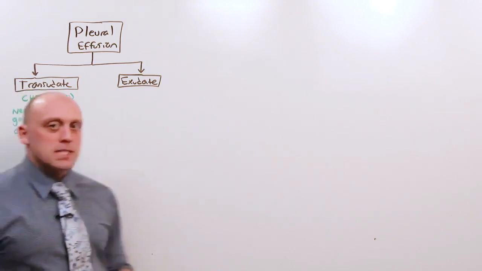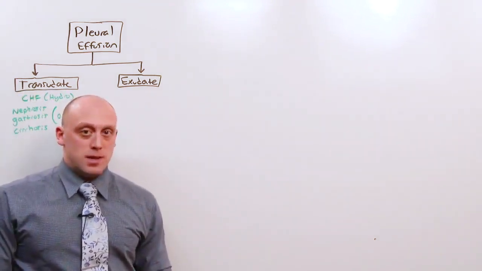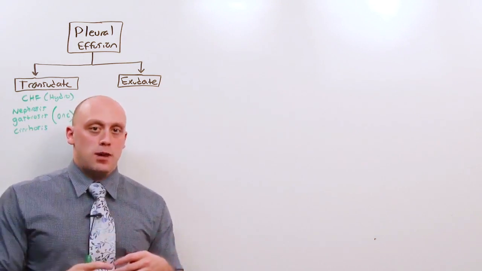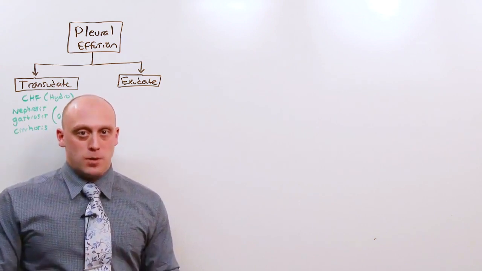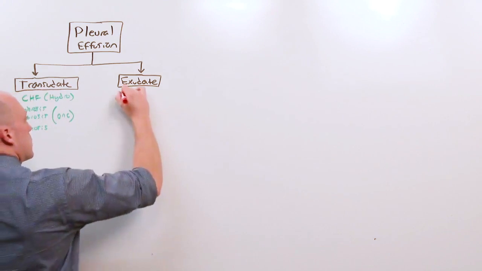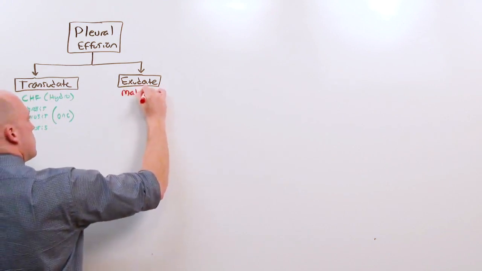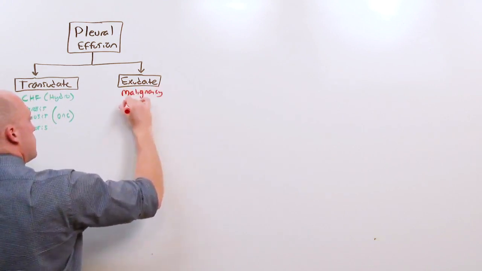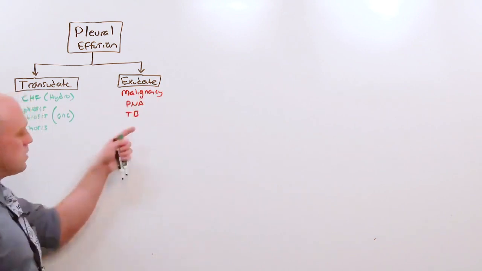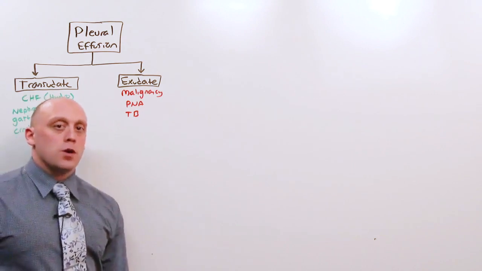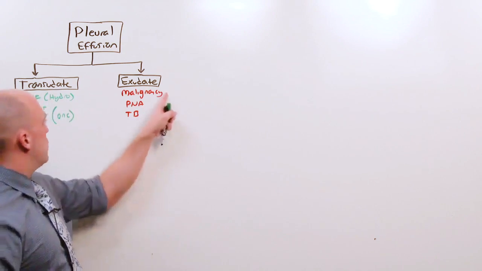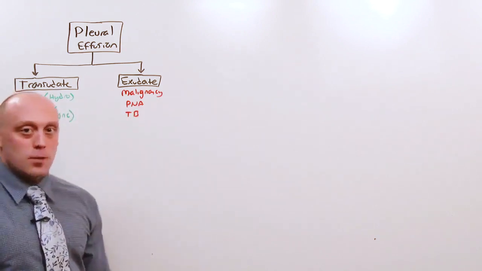Exudate, on the other hand, means that there's stuff in the space. That is, the capillaries have opened up sufficiently so that proteins were able to leak out. That's caused by inflammation. So what you want to think of on the exudative side is going to be malignancy, pneumonia, and TB. Knowing that TB is probably the most common cause of pleural effusions worldwide, whereas in the United States, pneumonia, malignancy, and CHF are the most common.